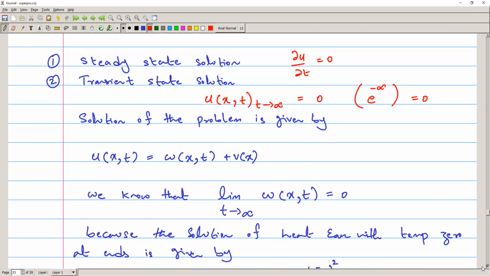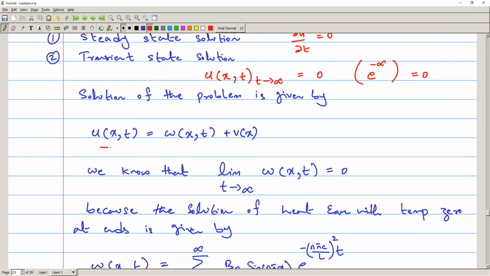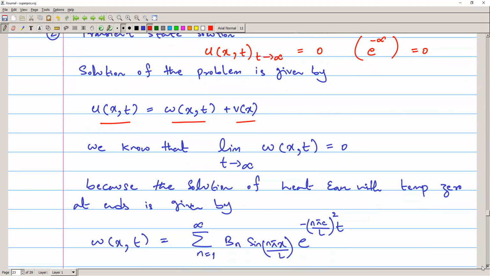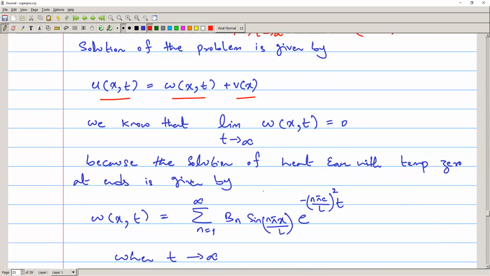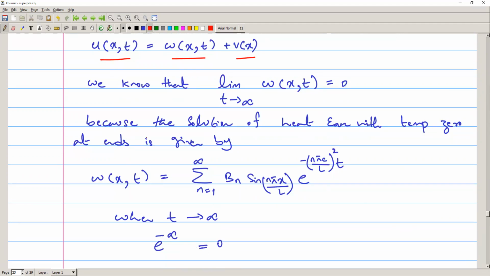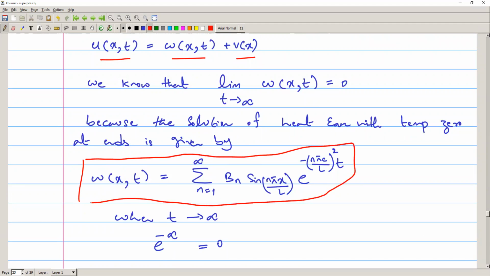So the solution of the problem will be given by u(x,t) = the transient solution plus the steady state solution, right? So here we know that the limit as t tends to infinity of w(x,t) is equal to 0, right? We already talked about that. Because the solution of the heat equation with temperature 0 at the ends is given by this result, right? We already discussed this result in the previous problem.